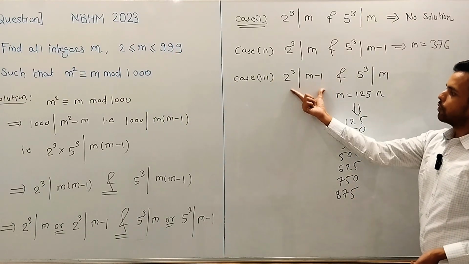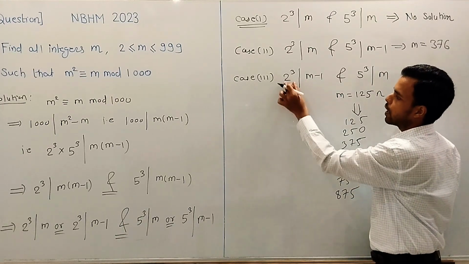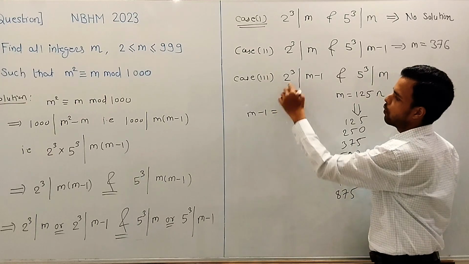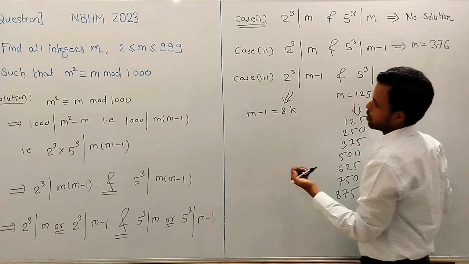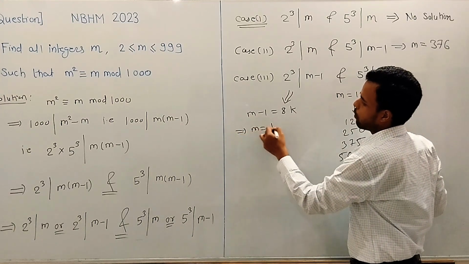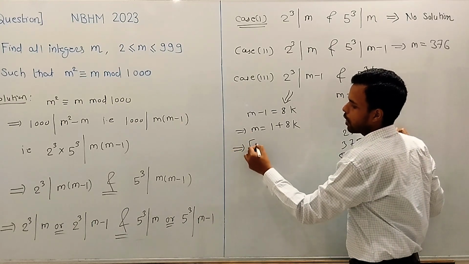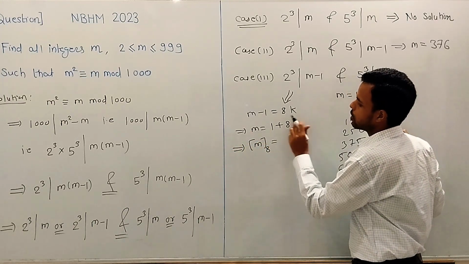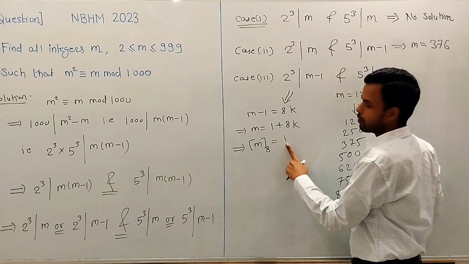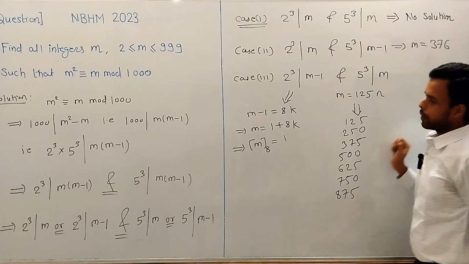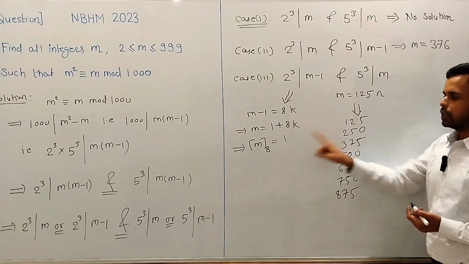But from this condition, we have a divides b, that means b is a multiple of a. So m minus 1 is a multiple of 2 cube, that is 8k, where k is some positive integer. And that implies m must be of the form 1 plus 8k. Okay. So this means that when you consider m modulo 8, the remainder will be 1. Okay. So m modulo 8 results in 1. But you can verify that 125 modulo 8 is not equal to 1.